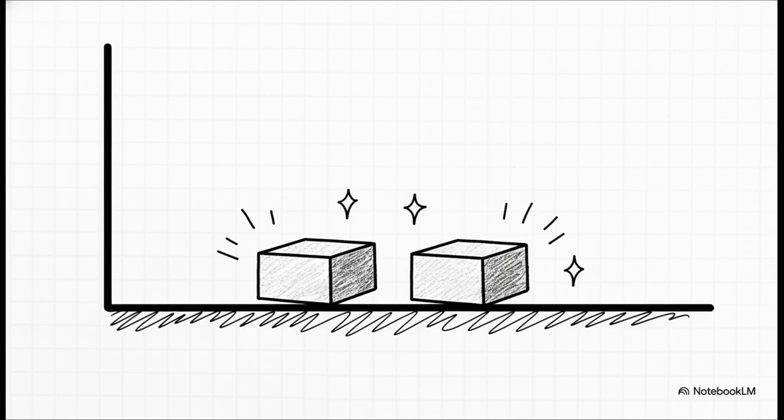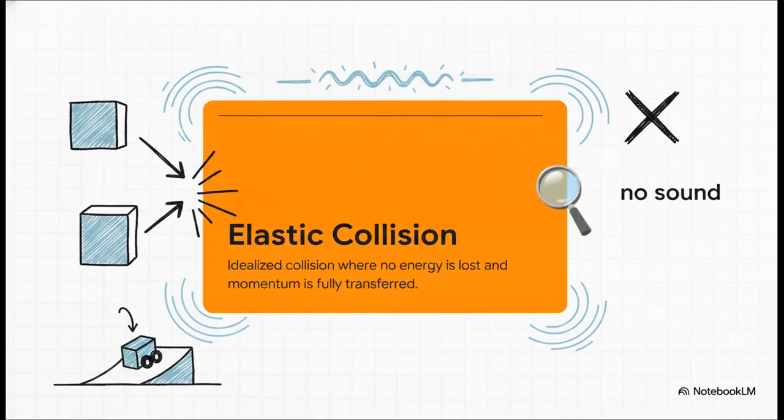Sounds pretty innocent, right? But for the math to work out perfectly, we have to make one big idealized assumption. We're dealing with perfectly elastic collisions. Basically, when these blocks smack into each other, or into the wall, zero energy gets lost to heat or sound. Momentum is just fully 100% transferred. Those are the strict rules of this universe we've built. No friction, no energy loss, just pure momentum bouncing back and forth.